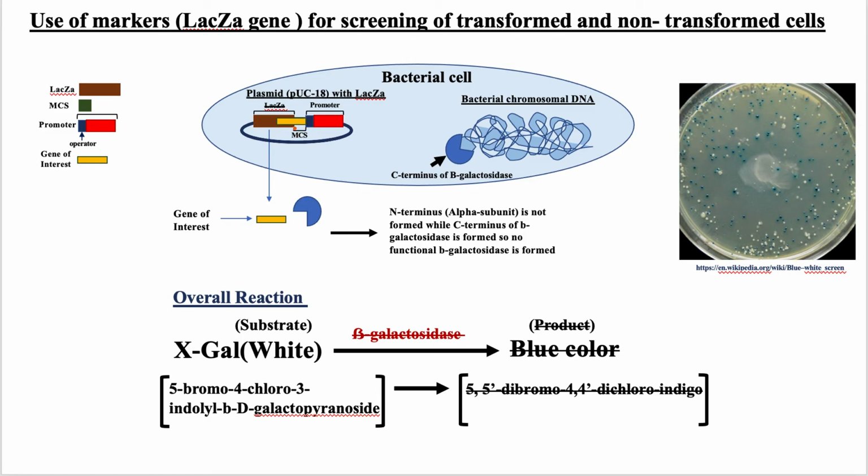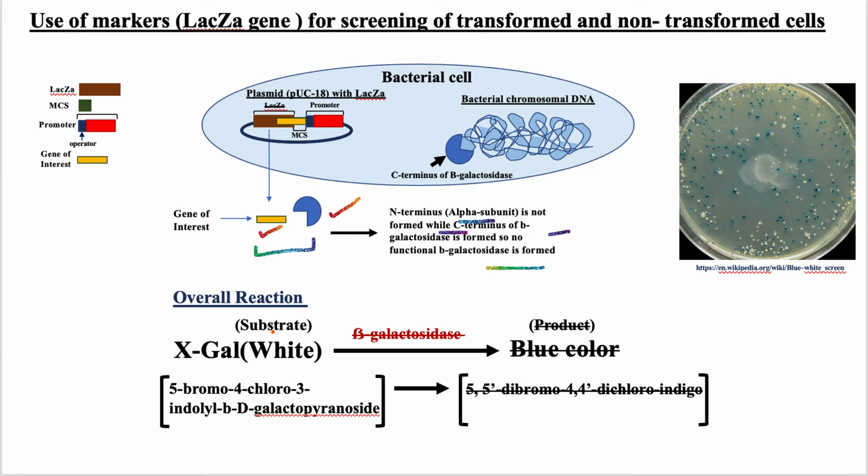So our gene of interest will be synthesized, and the C-terminal part of the beta-galactosidase gene, which is available in the bacterial chromosome, will also synthesize its product, the C-terminus portion. But there is no alpha portion, because we have interrupted the lacZ alpha gene by inserting our gene of interest. So in this case, where we ligated our gene of interest into the plasmid at the multiple cloning site, there will be no synthesis of the alpha portion of beta-galactosidase. The N-terminus alpha portion is not formed, while the C-terminus is formed, so no functional beta-galactosidase is formed.